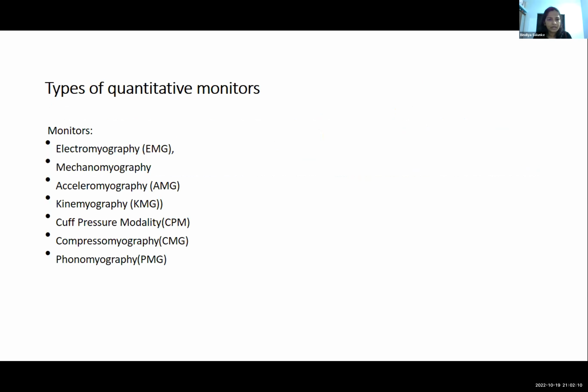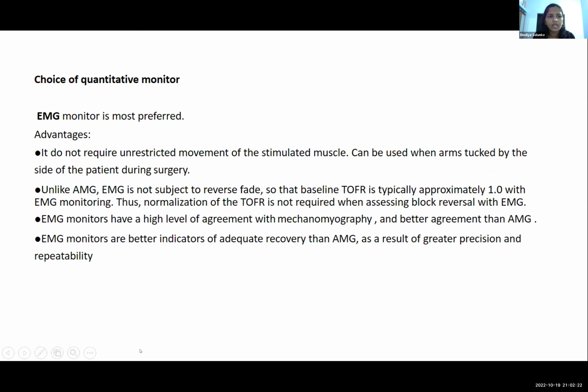There are different types of quantitative monitors. I'm not going into detail. Most commonly used are electromyography, acceleromyography, and kinemyography. The rest I'll just tell in brief. So, as the choice of quantitative monitor, the EMG monitor is most preferred. The advantage is that it does not require unrestricted movement of the stimulated muscle and can be used when the arm is tucked at the side of the patient during surgery.